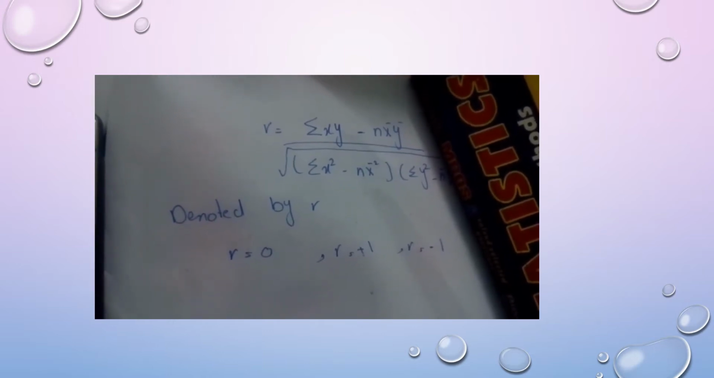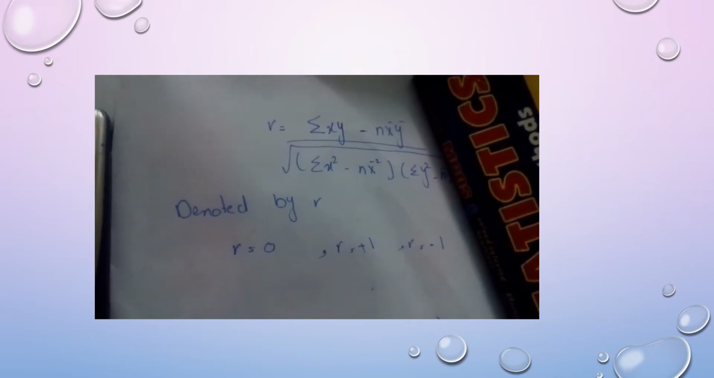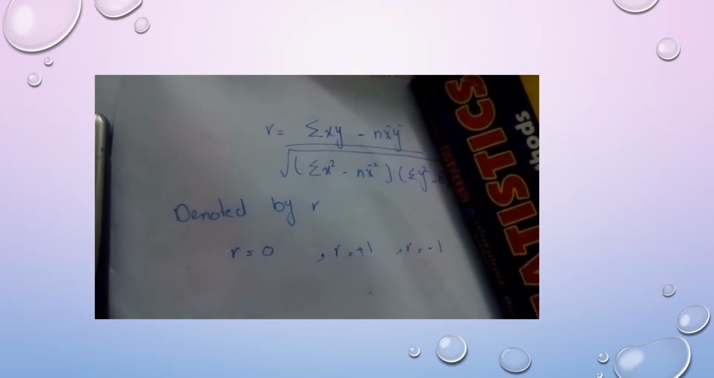If r is equal to 0, then it shows no relationship or correlation between two variables, and if r is +1, then it means positive correlation between two variables, and if the value is negative or minus, then it shows negative correlation between two variables.